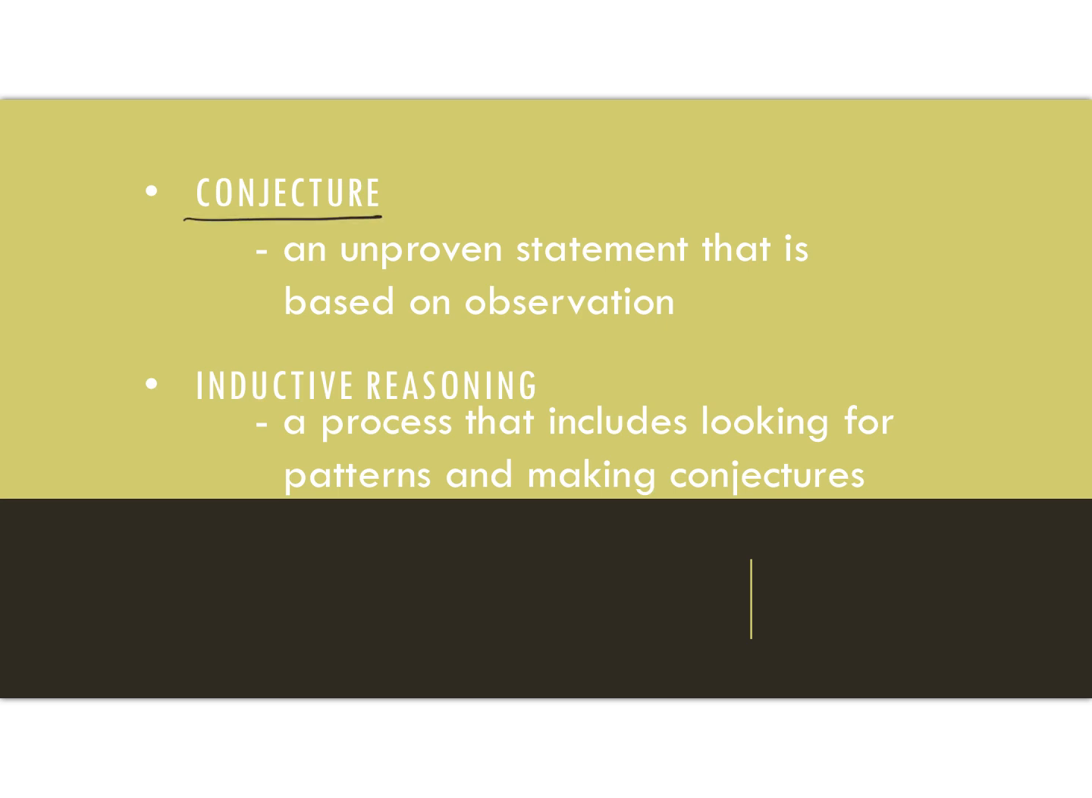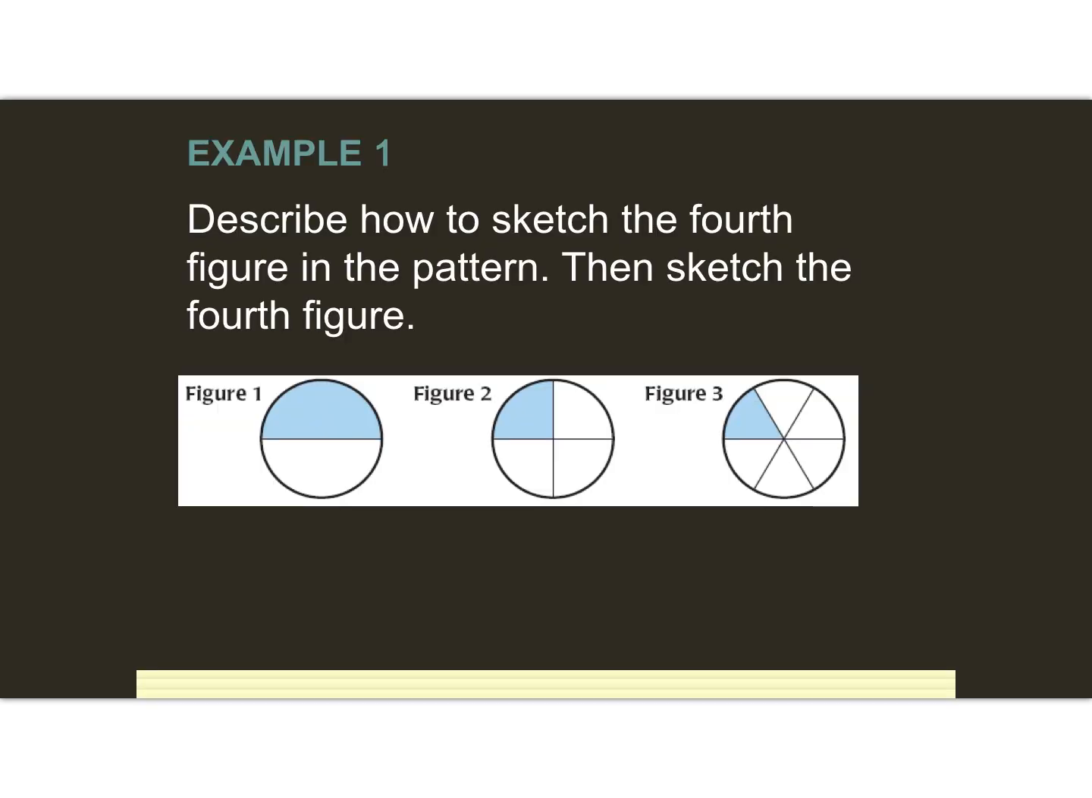The first term is conjecture, and a conjecture is an unproven statement that is based on observation. Notice, unproven statement based on observation. Inductive reasoning is a process that includes looking for patterns and making conjectures. So when you're looking at patterns and from those patterns you draw some kind of conclusion or some statement, that is your conjecture. So for example, in this picture here, I'm looking at these figures.